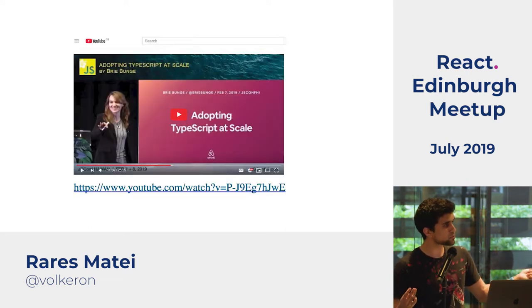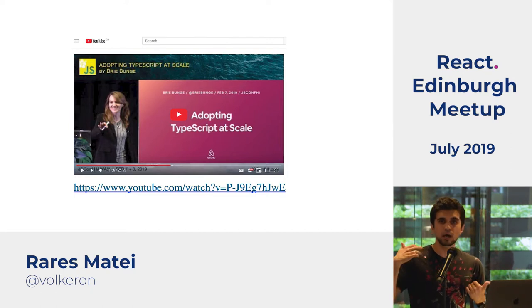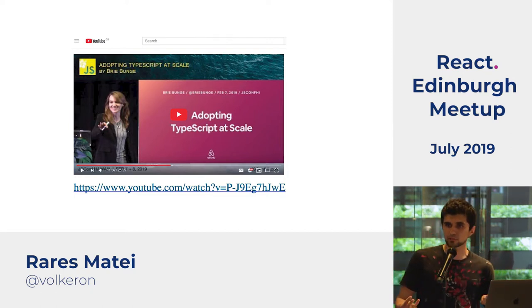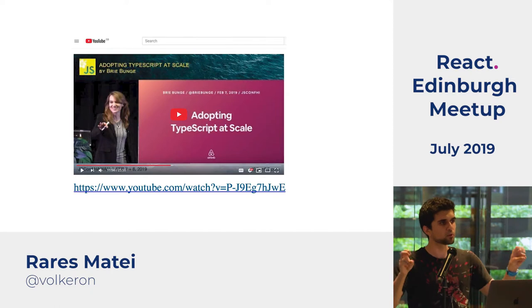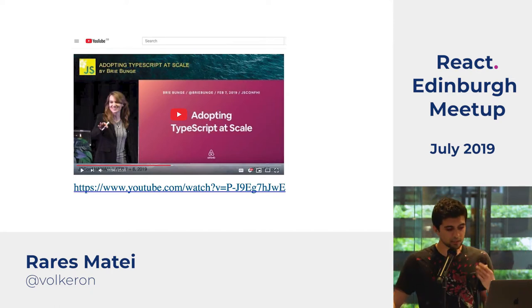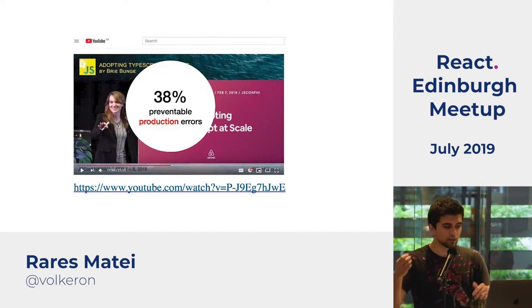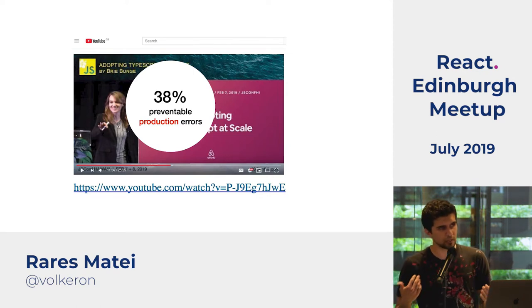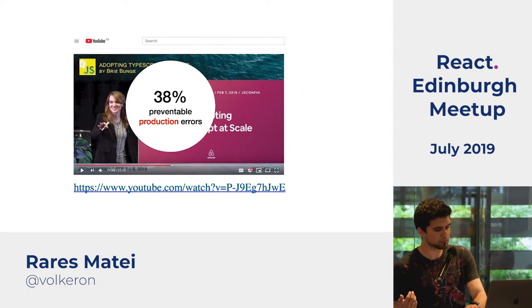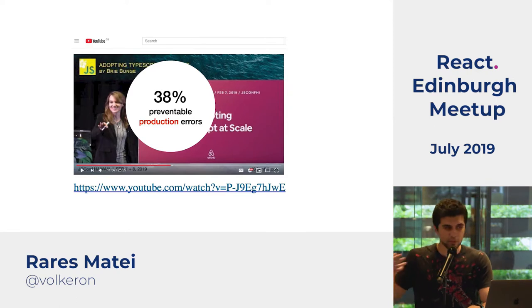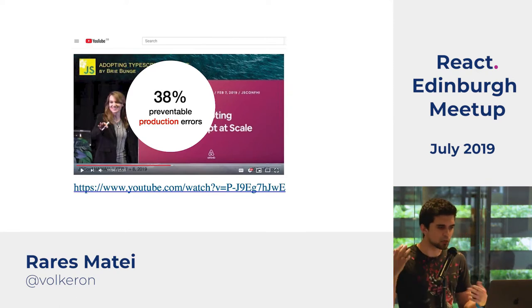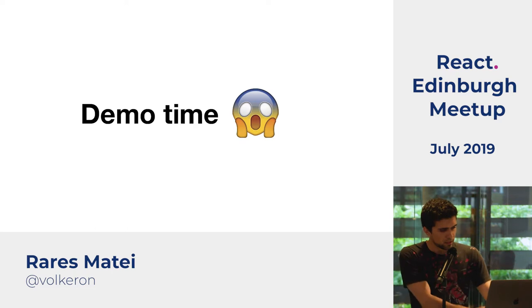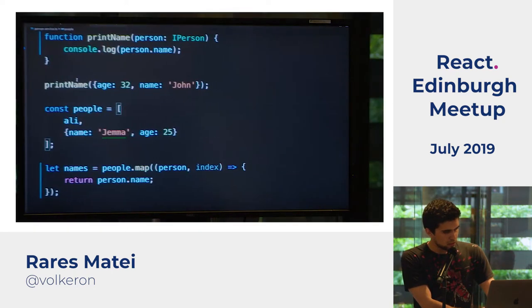This is a really good talk from Airbnb, about how they actually adopted TypeScript. It's their strategy from proposing it to the business to actually implementing it. Spoiler: 38% of their production errors could have been preventable. They went back and analyzed all of their production errors for the past year, and found that 38% could have been prevented by the use of TypeScript. So yeah, I really recommend you have a look at that after this. It goes on to a lot more strategies.